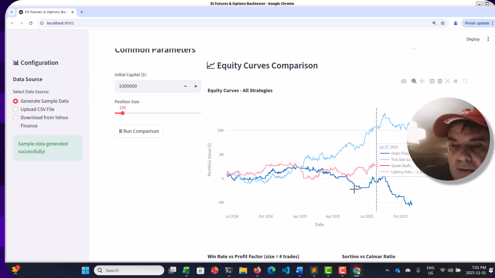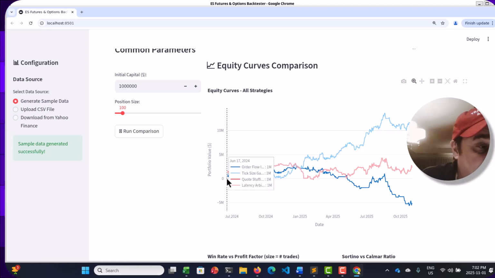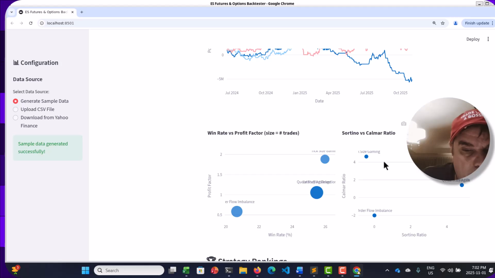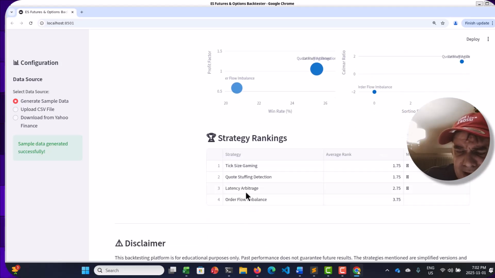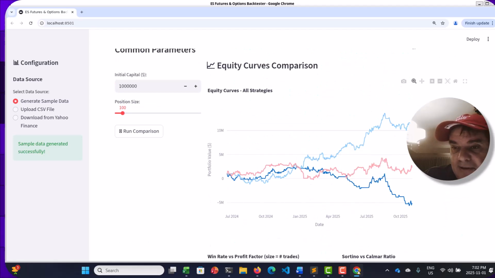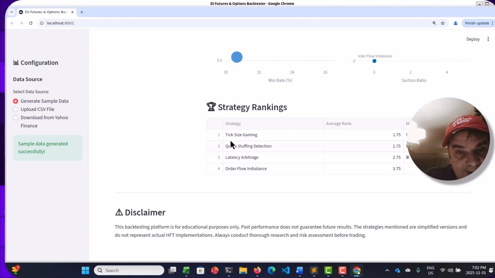Okay, so here's our equity curve. The only one that seems to be working is tick size gaming. Everything else has gone negative. If we were to start last year, again simulated, if we started in July last year from, I believe, 1 million, we'd be up 10 times return. Again, I don't know if that's the case. That's using this one right here, the tick size gaming model.